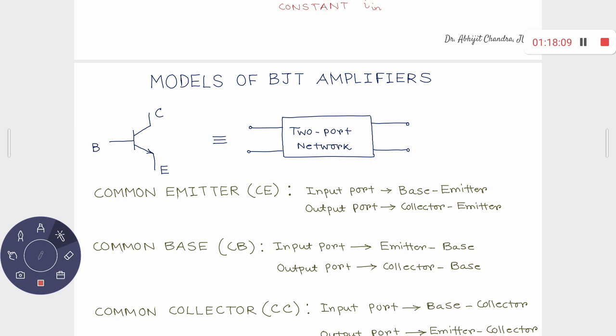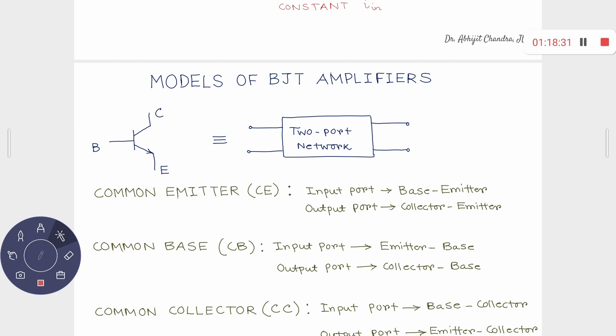Right. So we have emitter and collector. If I consider the emitter terminal to be my common terminal, then this configuration is known as the common emitter configuration or CE configuration. Common emitter configuration, for which the base-emitter is your input port and the collector-emitter is your output port. So emitter is a common terminal.